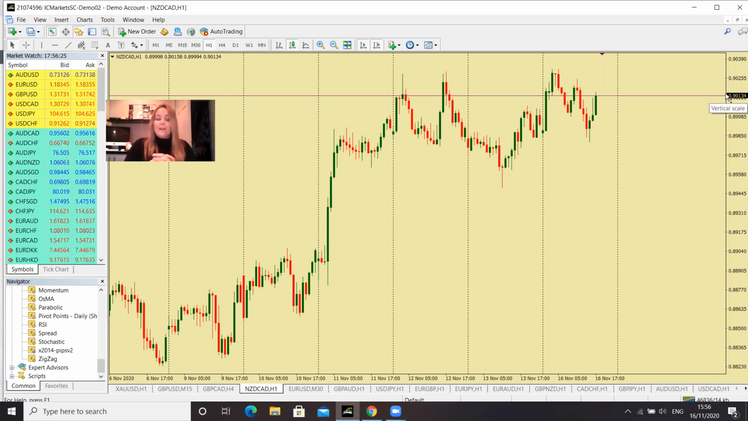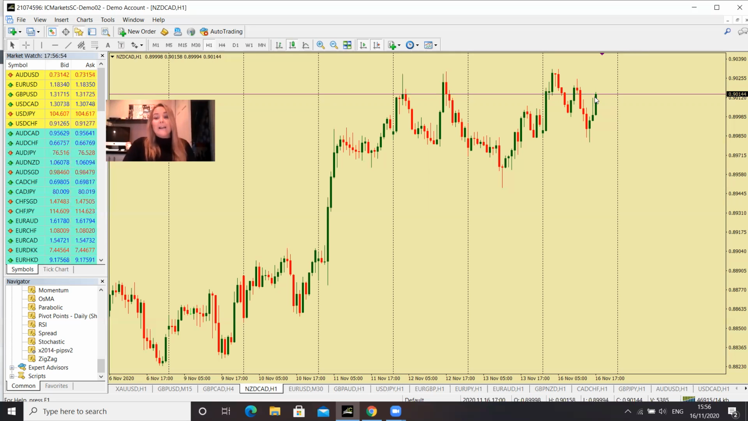So let's say, for example, I've done no analysis on this, I don't trade New Zealand Canadian dollar, it's just for the sake of the video. Let's say I was going to put a sell in right now. What I need to do is know where I'm going to put my stop loss. The stop loss stops you risking more than what you're prepared to risk. So when you put your stop loss in and price goes the wrong way to what your order is, it'll take you out automatically when you set that up.